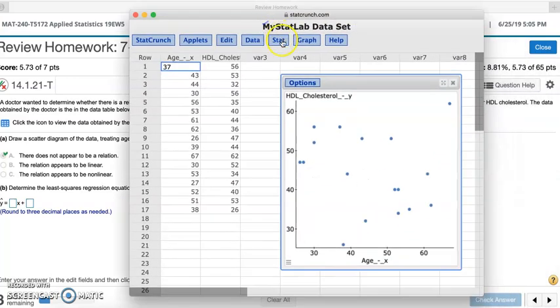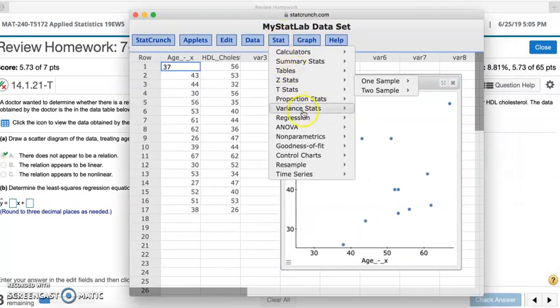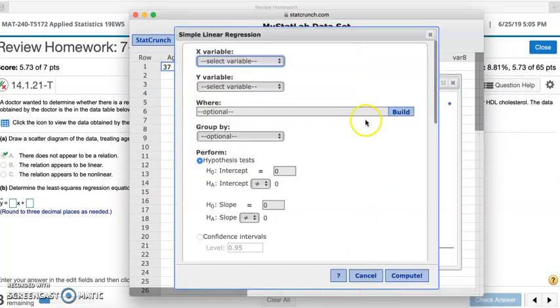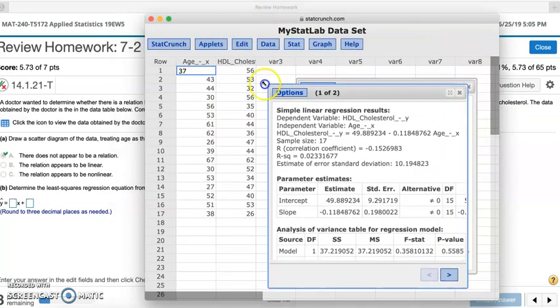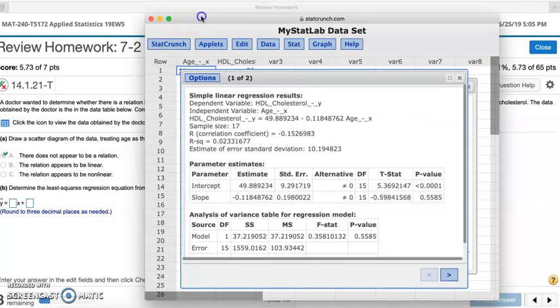All right, part B, determine the least square regression equation from the sample data. Let's go back over here. We're going to go to Stat, Regression, Simple Linear. Again, we're going to select age as our explanatory variable and HDL cholesterol as our response variable. And we're just going to click Compute to find our linear regression equation.